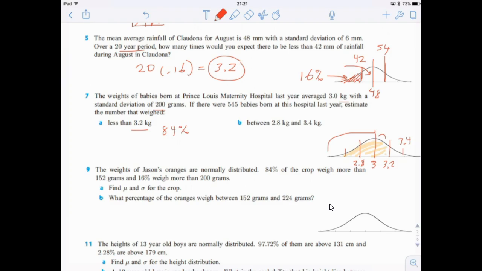Okay? And then I'm supposed to multiply that times 545, right? Because it's 545 babies times 84%. Let's see. With the offline calculator, I'm going to do 545 times 0.84.